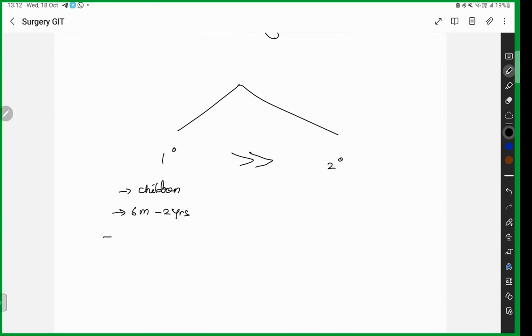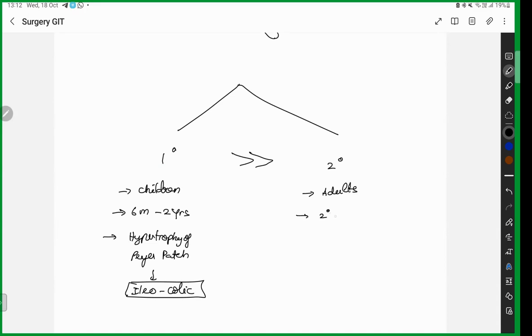What happens here is there is going to be hypertrophy of Peyer's patches. Hypertrophy of Peyer's patches leads to ileocolic intussusception. And in adults, what happens? In adults it is mainly secondary, due to some pathological lead point.